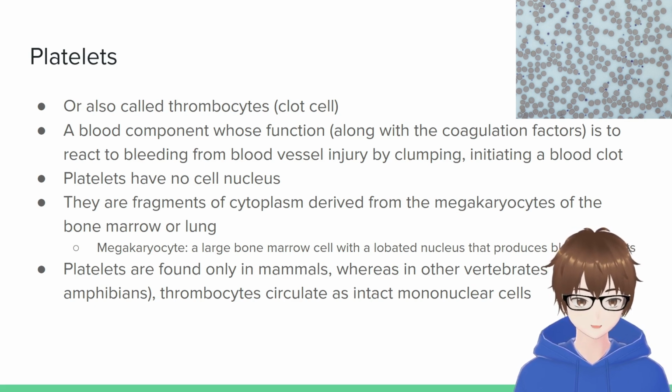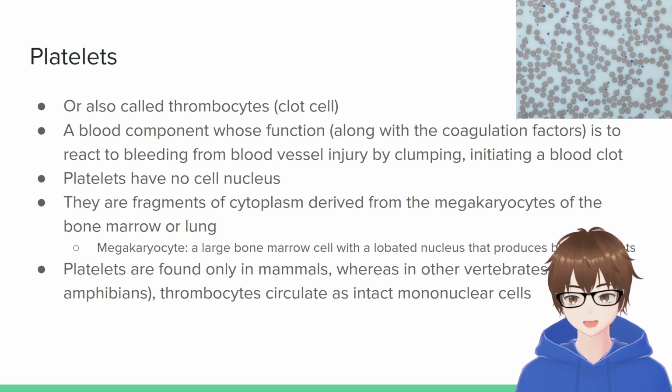They are the first to initiate a blood clot, whereas other blood cells will also come in there. But platelets have no cell nucleus. They are instead fragments of cytoplasm derived from the megakaryocytes of the bone marrow or lungs. Megakaryocytes are a large bone marrow cell with lobated nucleus that produces blood platelets. So platelets aren't really like cells. They are pieces of cells. They're just fragments of cytoplasm.